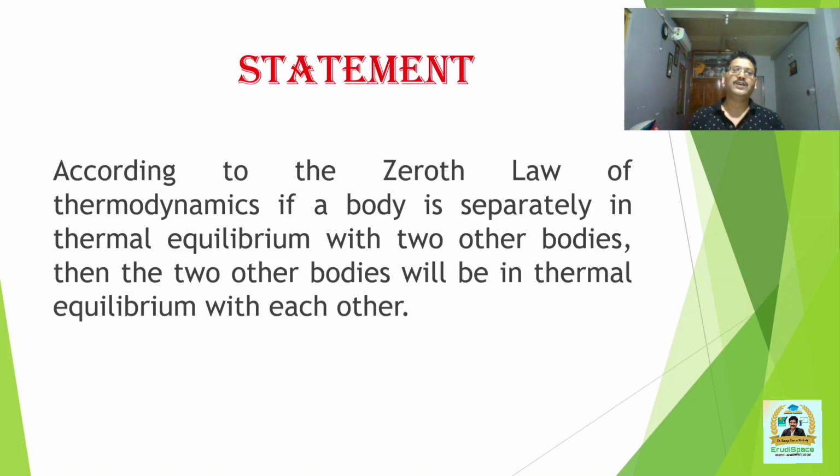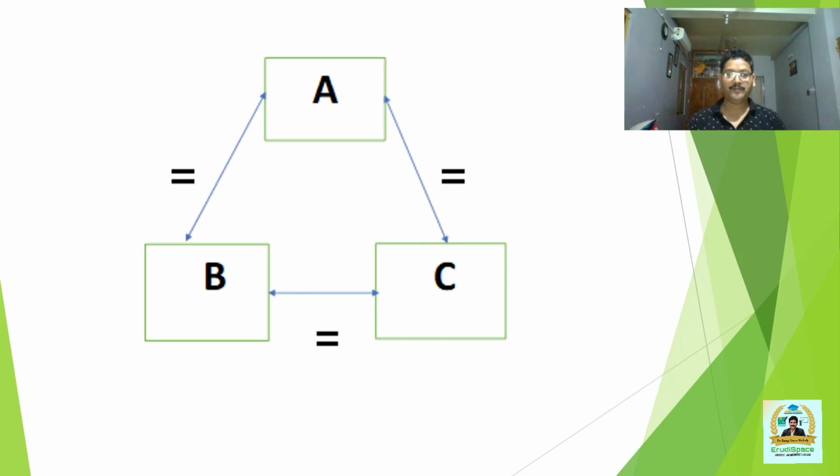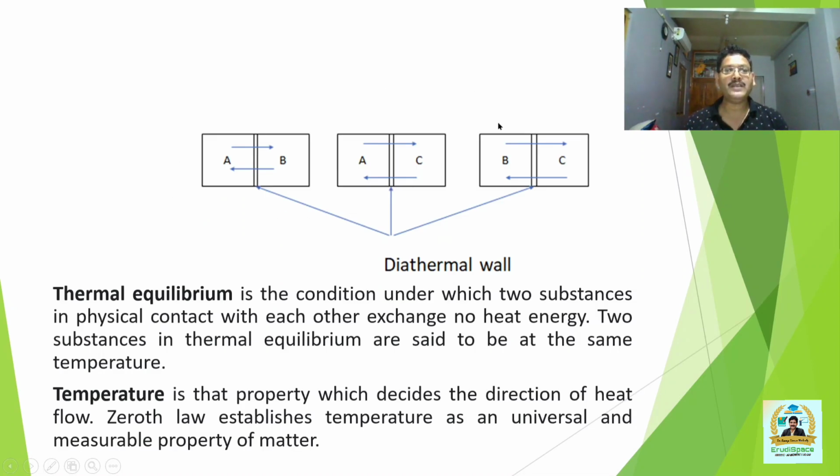So first, what is Zeroth law? According to Zeroth law of thermodynamics, if a body is separately in thermal equilibrium with two other bodies, then the other bodies will be in thermal equilibrium with each other. So you can see that body A is in thermal equilibrium with body B and is also in thermal equilibrium with body C. Then B and C will be in thermal equilibrium with each other. And this figure will be more appropriate to understand the Zeroth law of thermodynamics.